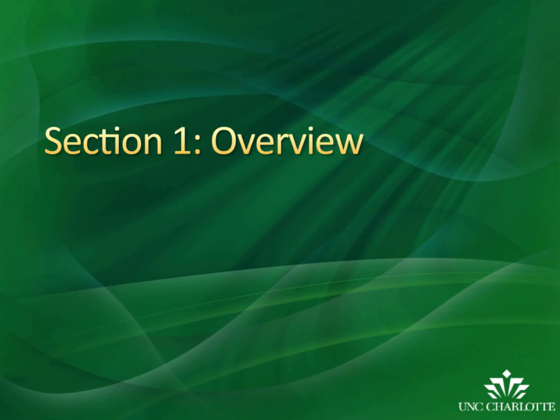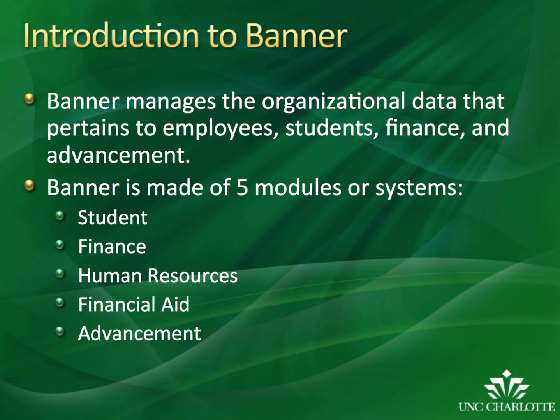Let's begin with our first module, which provides an overview of the Banner purpose and software structure. UNC Charlotte uses Banner to manage organizational data for employees, students, finance, and advancement. The data is separated into different pieces known as systems and is managed by different groups across campus. There are 5 modules or systems to which you may have access. These Banner modules or systems include Student, Finance, Human Resources, Financial Aid, and Advancement.